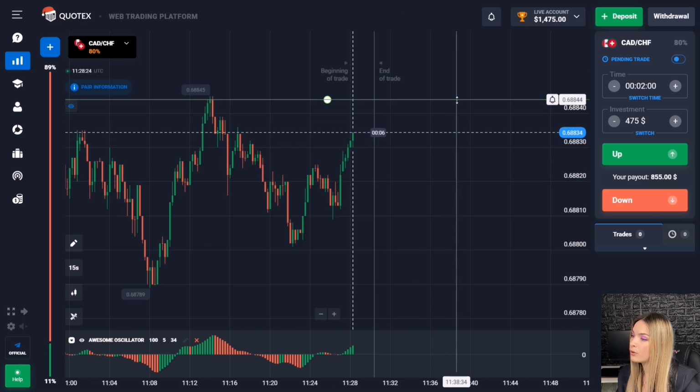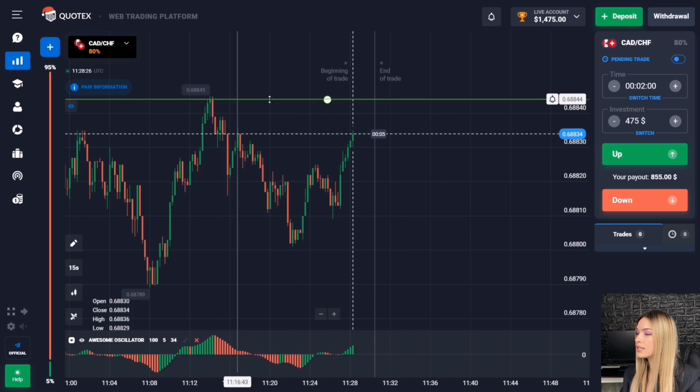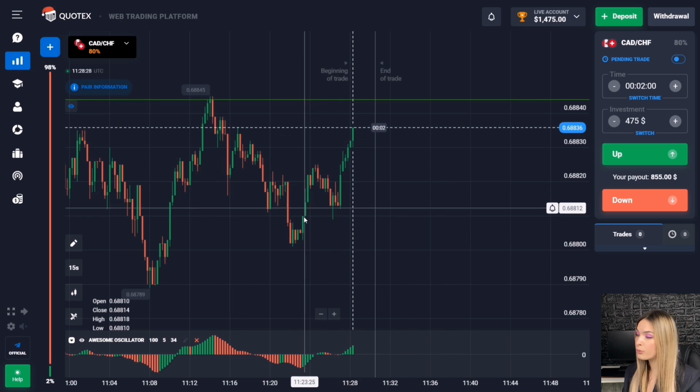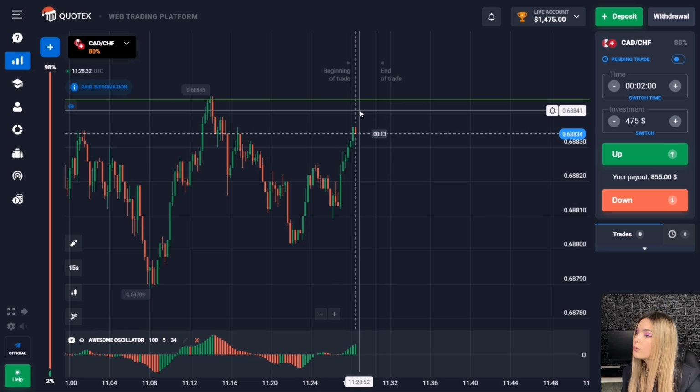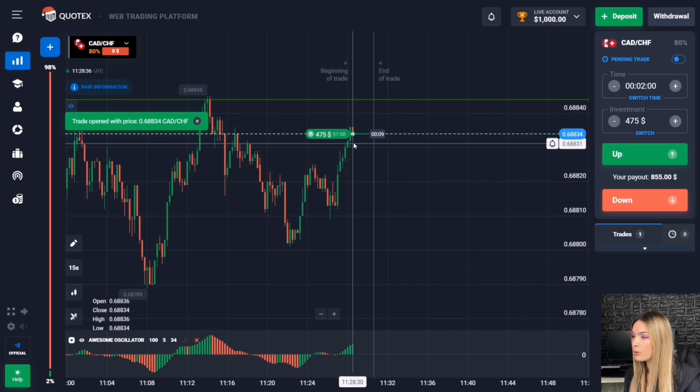Here at the top, we also have a resistance level. We also see that at the moment the price is moving towards our level. There is still space to reach through the resistance level. We'll open the deal for 2 minutes to go up. I think the price has continued to move towards the level.